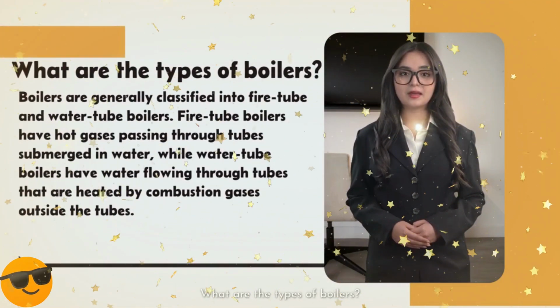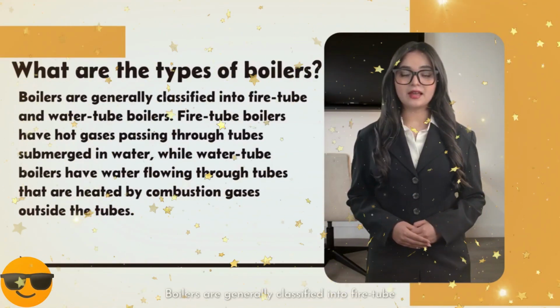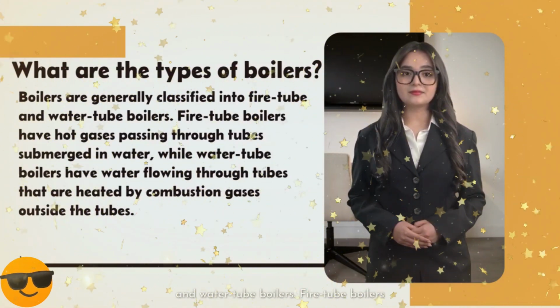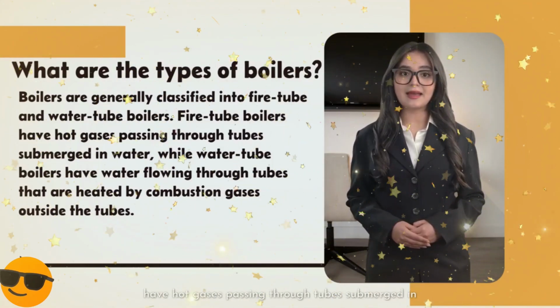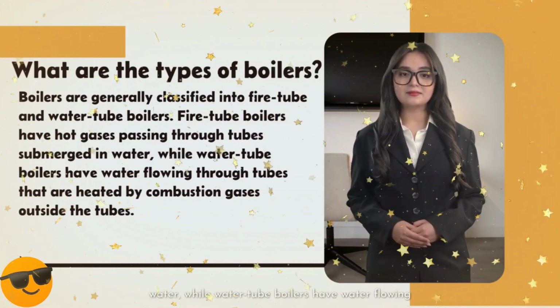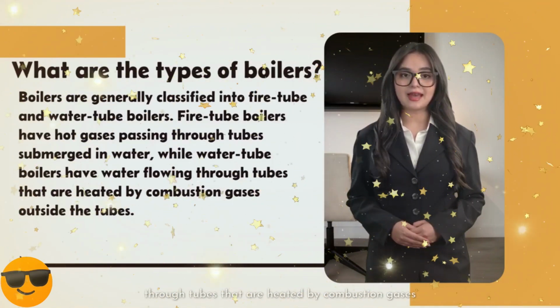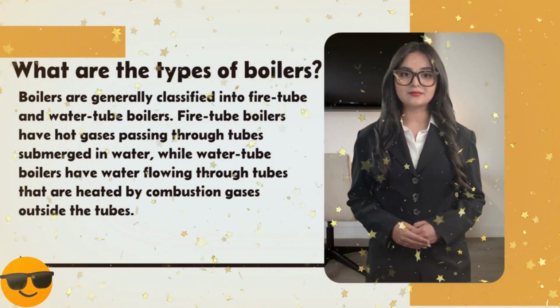What are the types of boilers? Boilers are generally classified into fire tube and water tube boilers. Fire tube boilers have hot gases passing through tubes submerged in water, while water tube boilers have water flowing through tubes that are heated by combustion gases outside the tubes.